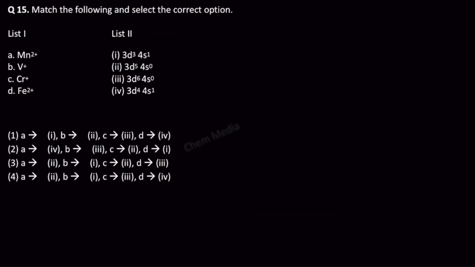The electronic configuration of 4 different transition metal ions are given and we need to match them and figure out the correct answer. For manganese, we know that atomic number is 25, and for vanadium atomic number is 23, and for chromium atomic number is 24, and for iron atomic number is 26. Let us first figure out chromium because that is a tricky case.